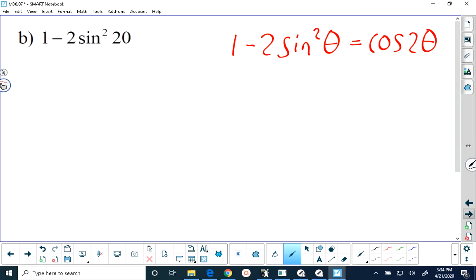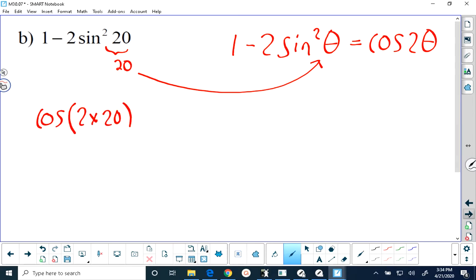So what is the angle here? 20 is the angle that is in here. It's 1 minus 2 sine squared, not of theta, but it's 1 minus 2 sine squared of 20. Well, if that's equal to cos of 2 theta, and 20 is theta, then this equals cosine of 2 multiplied by 20, which is cosine of 40. And by the way, that 20 and that 40 are radians. There's no degree symbol there.